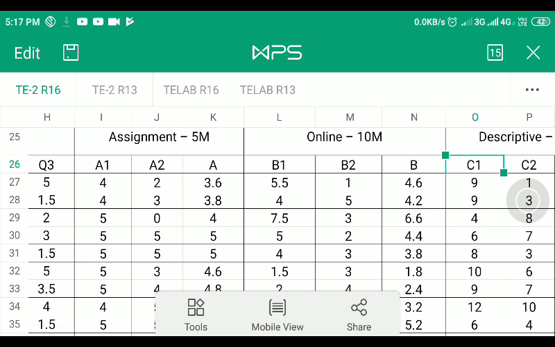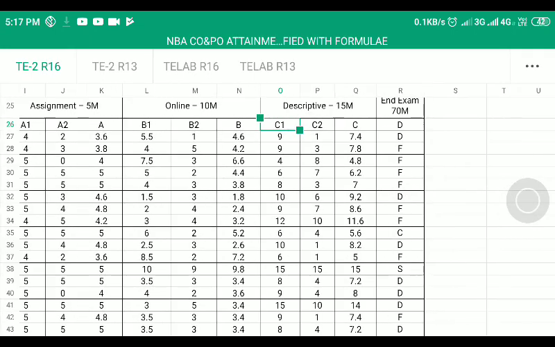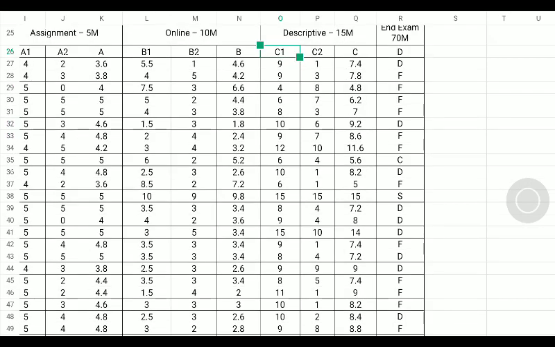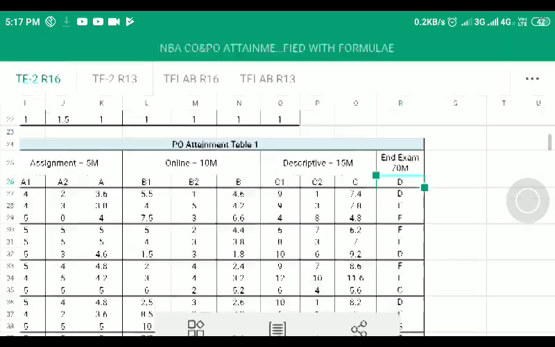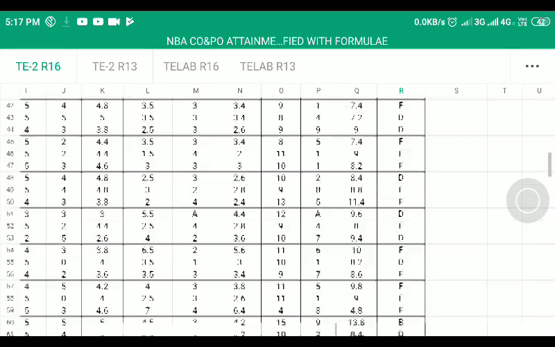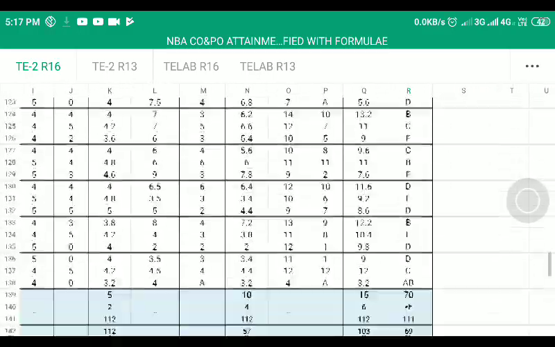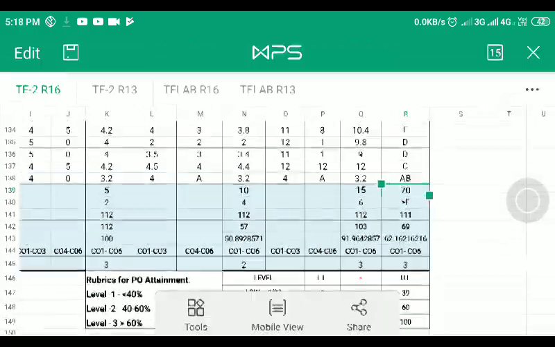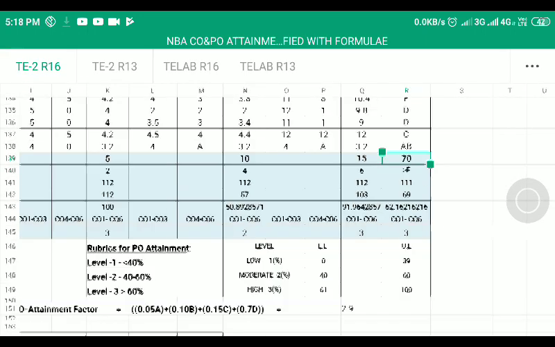Okay, in these columns. Like that you have to post the assignment, online and descriptive marks, and finally the end exam marks. You simply have to copy from the result analysis. Okay, so here also you get the total marks. As you know, this is for 70 marks.